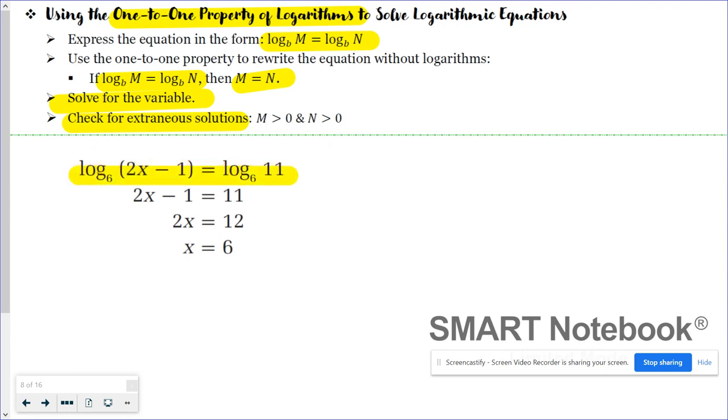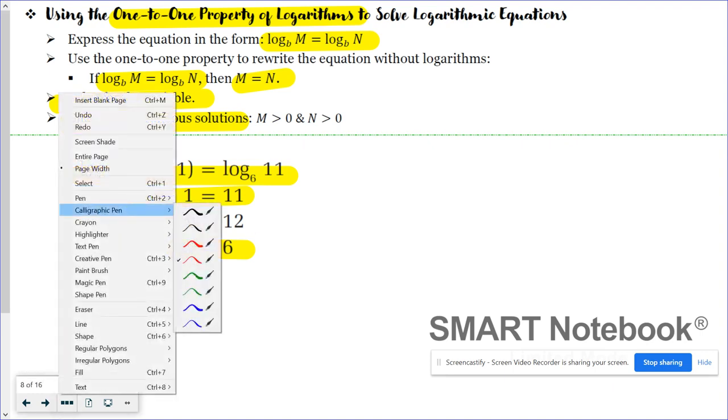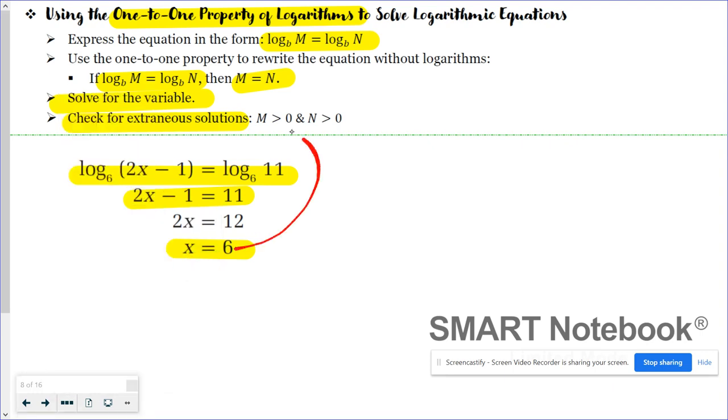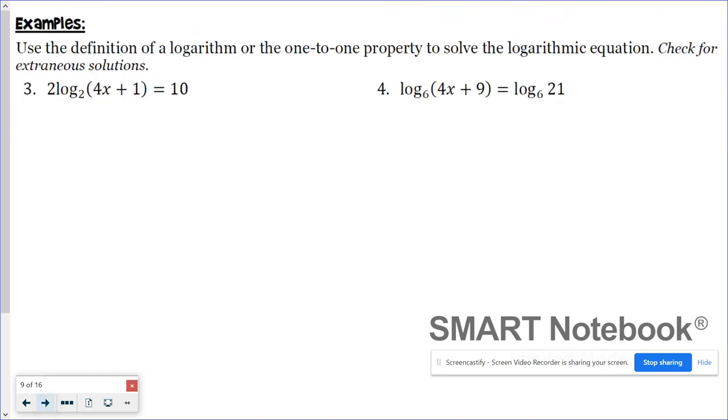Here's your equation: log base 6 of 2x minus 1 equals log base 6 of 11. M equals n, so the insides are equal. So 2x minus 1 equals 11. Solve for the variable: x is 6. Then we want to check for extraneous solutions. If I put the 6 inside, is it positive? It needs to be. If I put the 6 inside, I end up getting 11, and 11 is a positive number, so it all checks out. So you've got two examples in your notes.